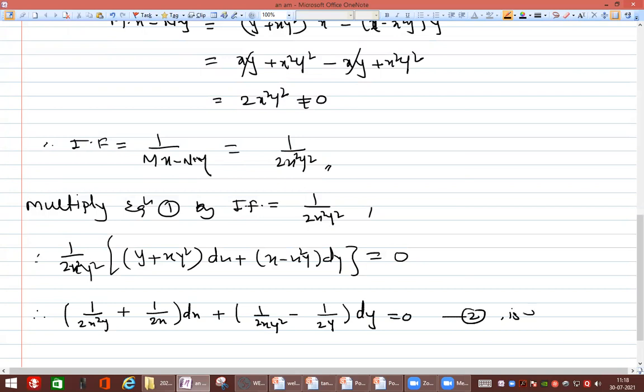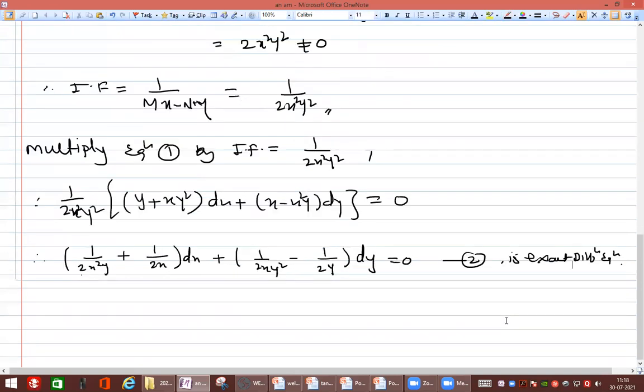And we say that it is an exact differential equation directly. Why? Because if your integrating factor is correct and your simplification is correct, then y upon 2x squared y squared is 1 upon 2x squared y, plus x and y squared cancel, so 1 upon 2x only. Similarly, minus x squared cancels, y cancels, so 1 upon 2y dy. If this simplification is correct, then definitely it is exact. There is no need to check, because in the previous video we checked whether it is exact or not. So I am calling this equation number 2.